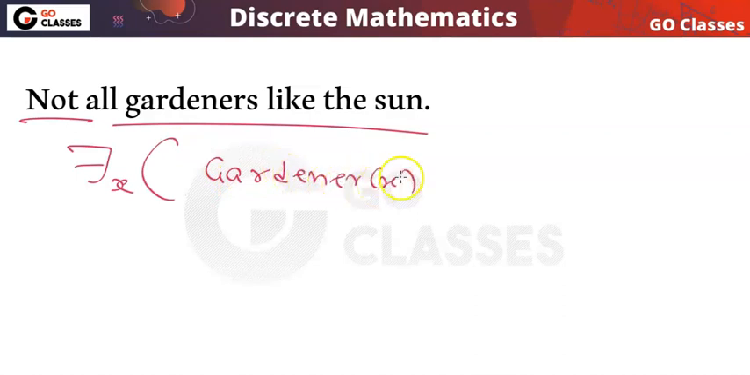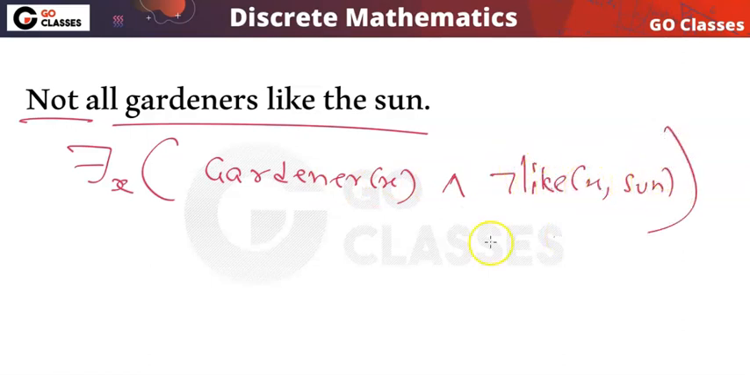Next example. Not all gardeners like the sun. It means there exists a gardener who does not like sun. Very simple. Because this is saying not all gardeners like the sun means there exists an x who is gardener and who does not like sun. So there exists a gardener who does not like sun.